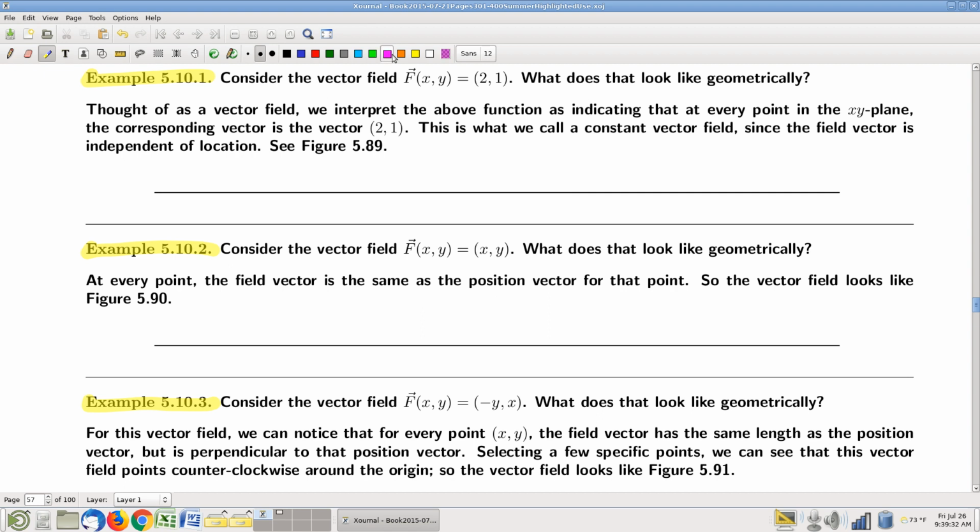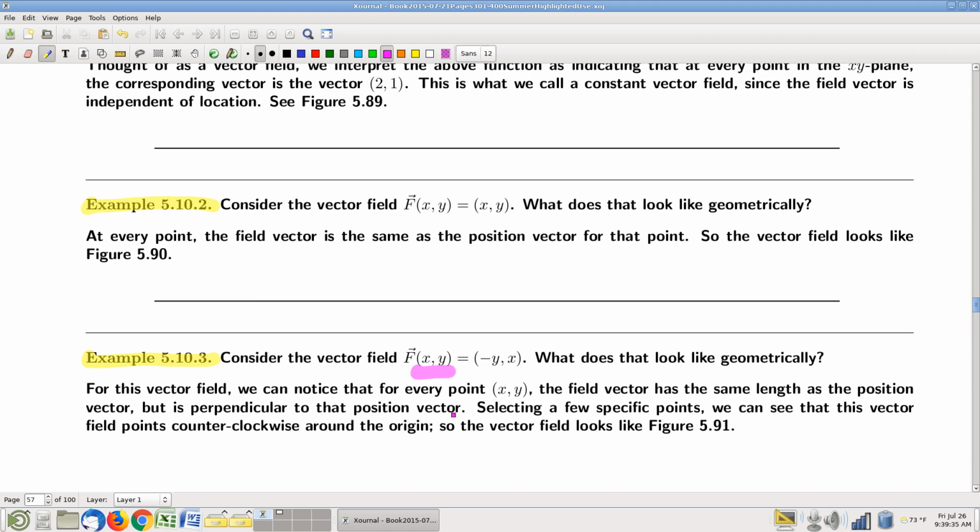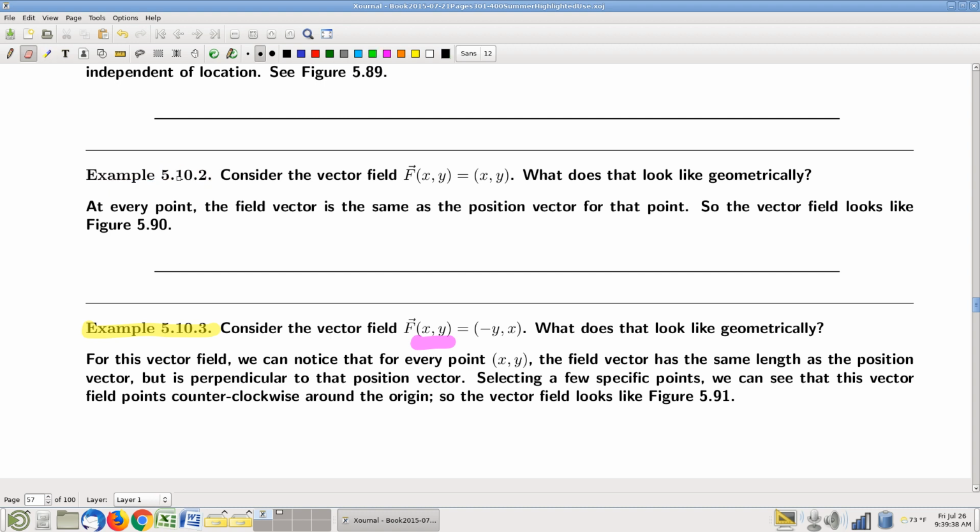The position vector x comma y. The associated field vector is negative y comma x. Now that's not the same, but I will point out two things. The field vector has the same length as the position vector. They both have magnitude square root of x squared plus y squared. Furthermore, the position vector and the field vector are perpendicular. And again, easy observation: dot product is clearly 0.